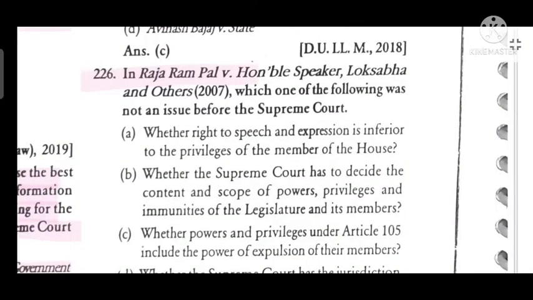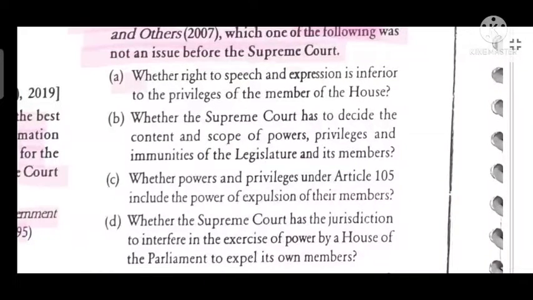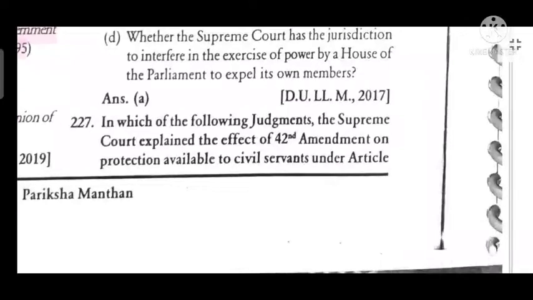In Raja Ram Pal versus Hon'ble Speaker Lok Sabha and Others, 2007, which one of the following was not raised before the Supreme Court? Whether the right to speech and expression is inferior to the privilege of the members of the House.